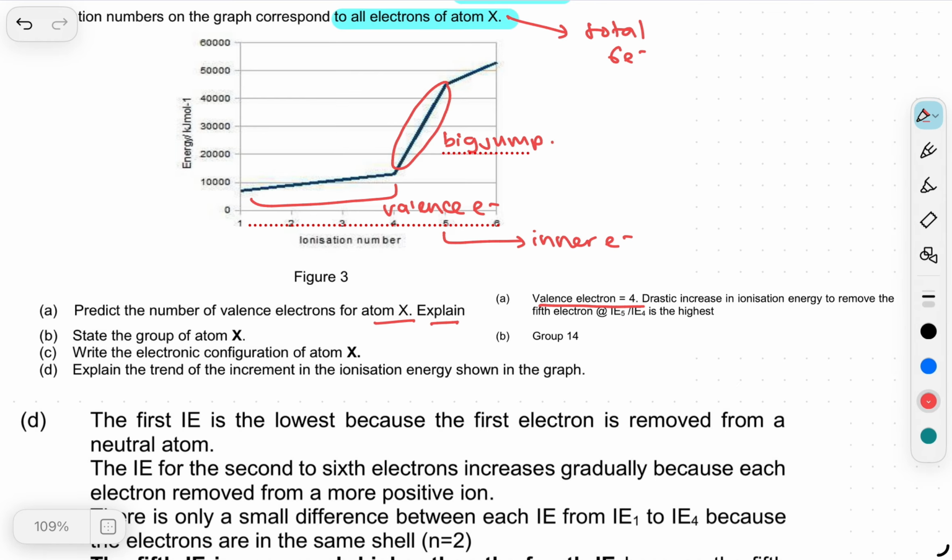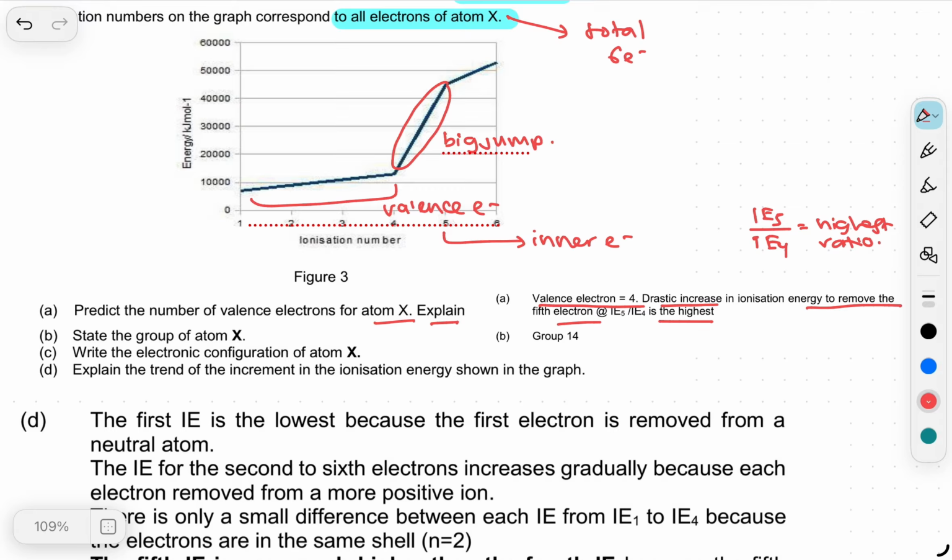Why? Because there is a drastic increase. The keyword that you have to use is a drastic increase in ionization energy to remove the 5th electron. Or in other words, if you have done the calculation, IE5 over IE4 would have given you the highest ratio.